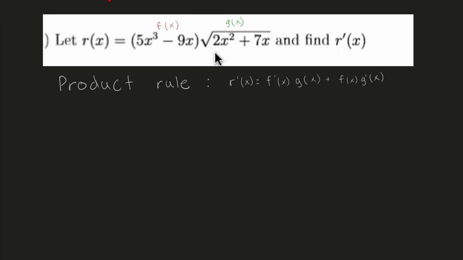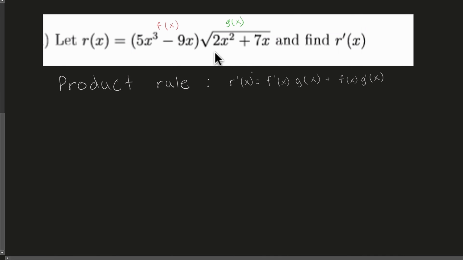We're going to look at finding the derivative of our r of x here. Now we're going to be using the product rule. The product rule is our derivative equal to f prime of x times g of x plus f of x times g prime of x. And I have labeled our f and g here.